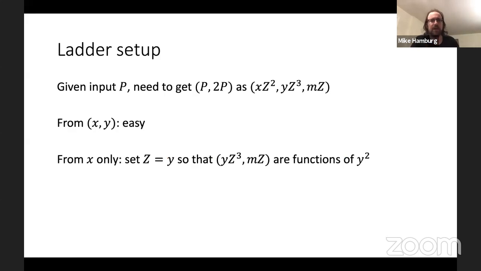There's also some trick around setting up the ladder. If you have X and Y, this is easy, but if you only have X, then how do you compute YZ cubed and MZ for the ladder state, because you don't have Y, but you do have Y squared because it's a function of X. So if you set Z equals Y, even though you don't know either Z or Y, then you can compute ZY cubed because it's a function of Y squared.